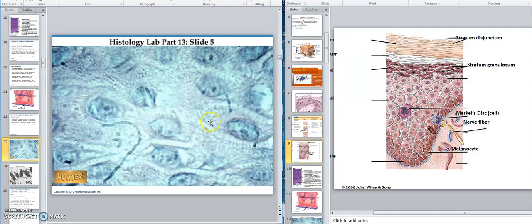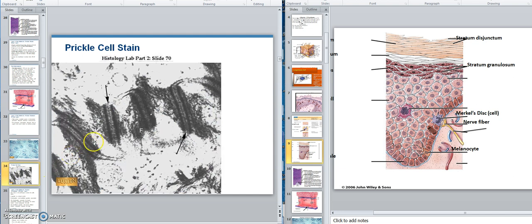Here are the cells. They have that prickly appearance, but that's because of how the stain stains it. It's not the fact that they really have that appearance. Here's that prickle cell. See, it's staining that keratin, and that keratin's at the corner of the cell, so it looks like it's spiny. Okay? And that's the second layer. Now remember, the second layer can do some mitosis too under certain circumstances.